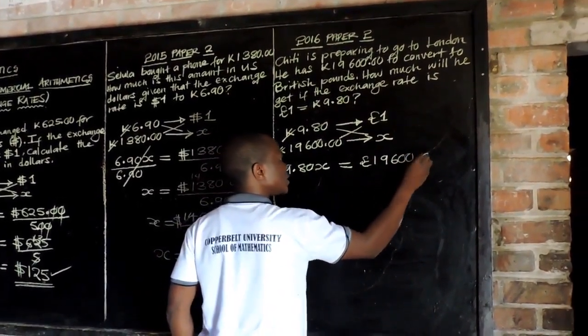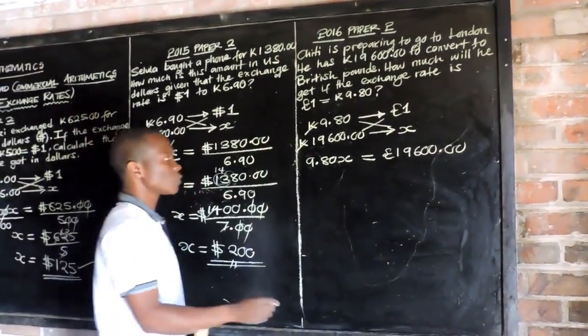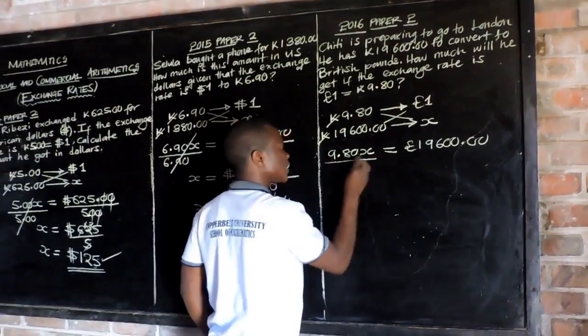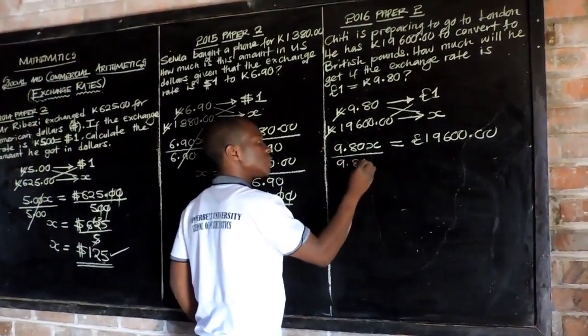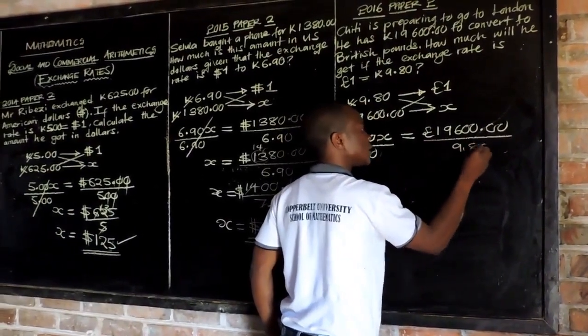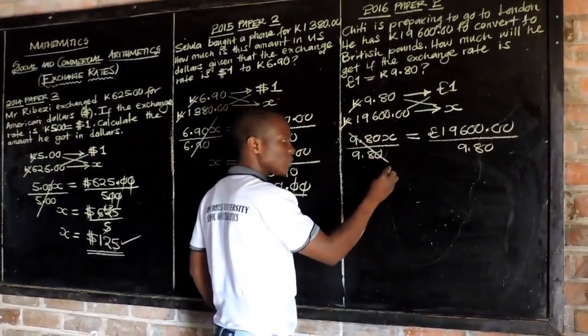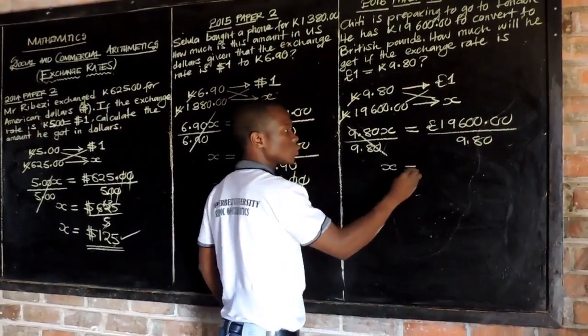19,600 British what? Pounds. How do other people? Yes. Very good. So for us to remain with x, divide both sides by 9.80. So you also divide this side by 9.80. You realize these two are going to go in. Yes. It's going to give rise to x is equal to.